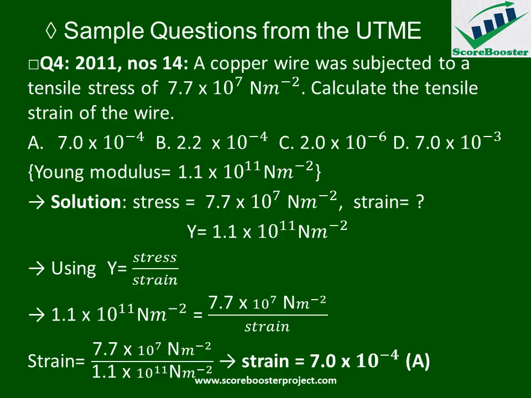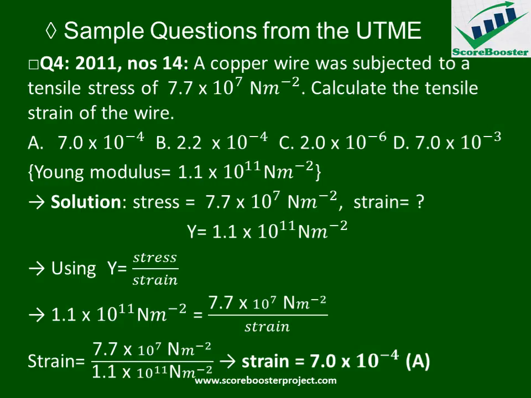So using the formula Young modulus Y equals stress over strain. Then when we substitute, Y is now 1.1 times 10⁻¹¹ Newton per meter square, which is equal to the stress, which is 7.7 times 10⁻⁷ Newton per meter square over strain. So the next is to cross multiply and make strain the subject, and if you do that, we are going to have strain equals 7.7 times 10⁻⁷ Newton per meter square divided by 1.1 times 10⁻¹¹ Newton per meter square.